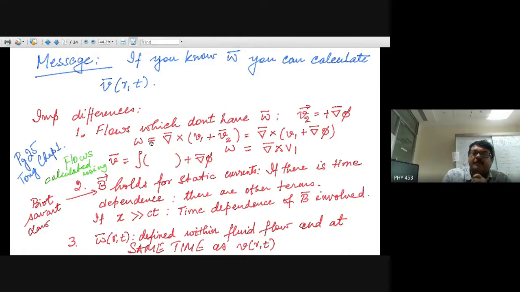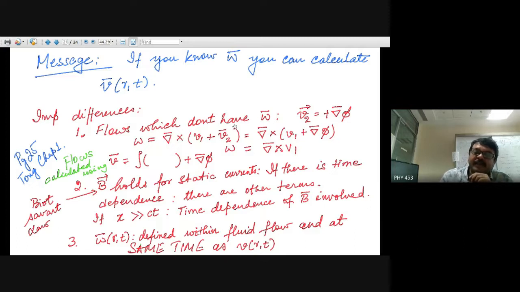Moreover, suppose you didn't have a curl. Suppose vorticity was 0, then u can be written as plus or minus grad phi, right? You can basically write the velocity field in terms of a grad phi, because if you take the curl of this velocity field, curl of grad is always 0. So whenever vorticity is 0, u can be written in terms of grad phi.